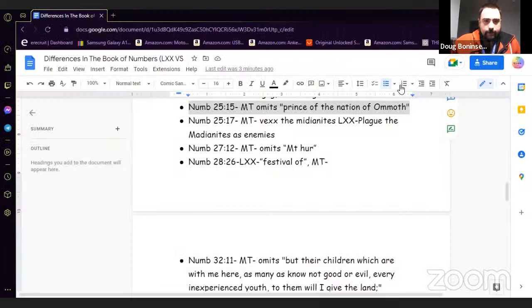I have chief. Yours actually says it, huh? Chief, prince, same thing. So the NIV again in this verse is agreeing with the LXX. I might want to put that as a little footnote.